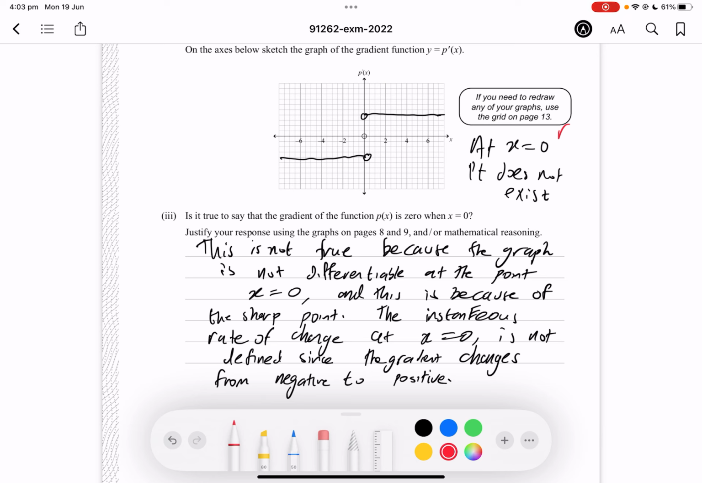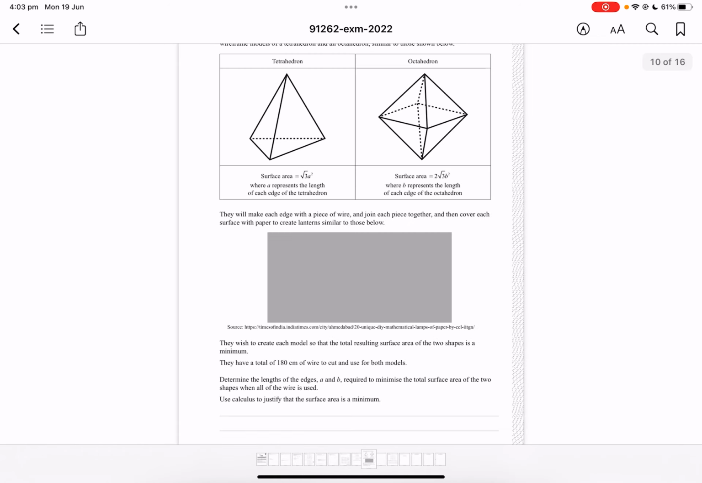The assessment schedule says something like the issue of drawing a tangent at the sharp point. I think it's better to describe it as the instantaneous change of the graph is not really defined, so therefore the graph is not differentiable. So that's excellent there. Cool.